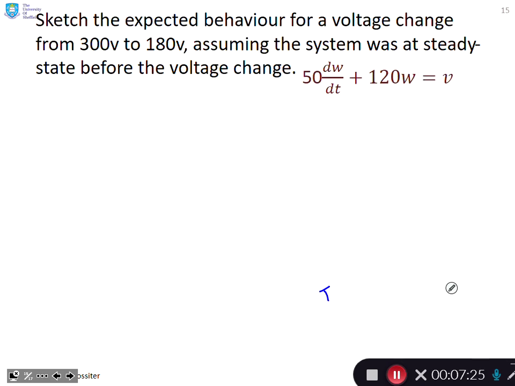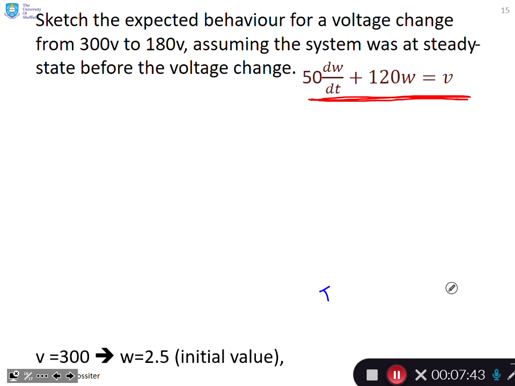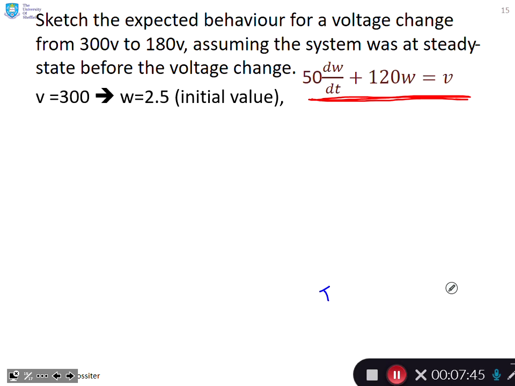Next part then. Sketch the expected behaviour for a voltage change from 300 volts to 180 volts, assuming the system was at steady state before the voltage change. So this is the model we've got, and notice this is the new model because we've got the increased friction. So how do we do sketching? Well, with sketching, first of all we say, where do we start? Well, we started at v equals 300.